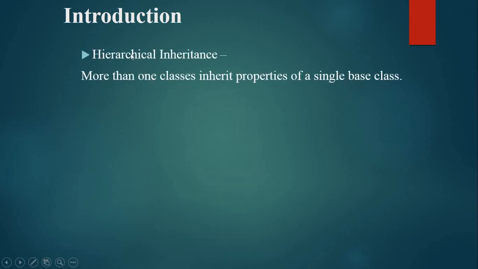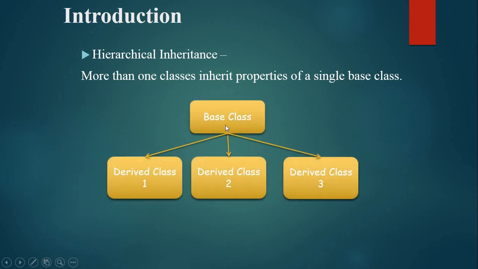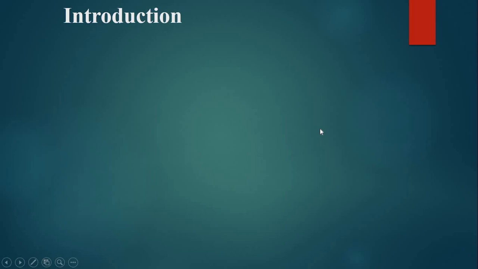Now the next type is hierarchical inheritance. More than one class inherits the property of a single base class. For example, if we have a base class and that base class property is accessed by three different subclasses, three different derived classes, so now we can understand this is hierarchical inheritance. One class property is accessed by three different classes.